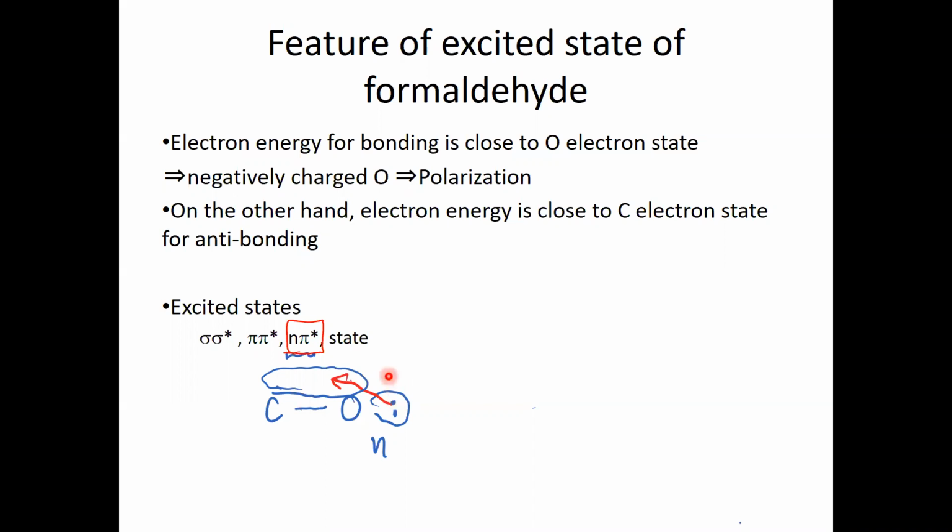Originally, the negative charge is at a local position on oxygen, and now the electron spreads around the CO bond. That changes the electron character, the molecular character, and that induces the chemical reaction.